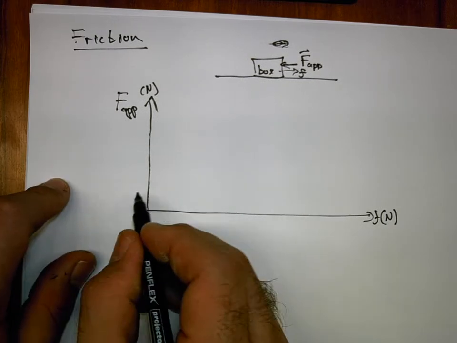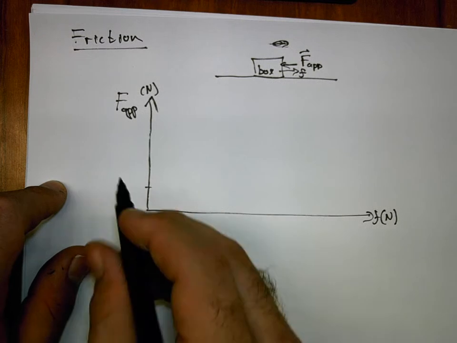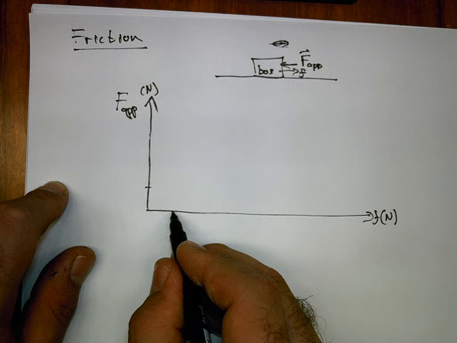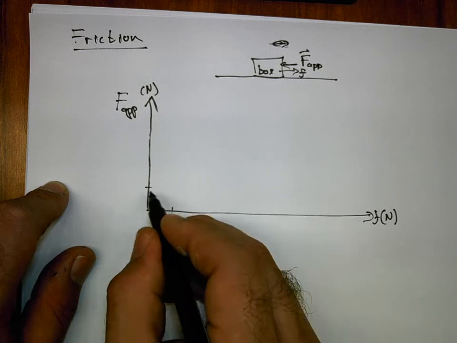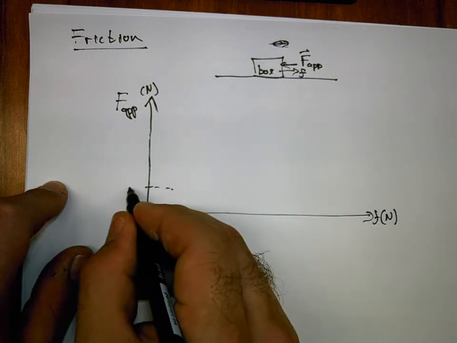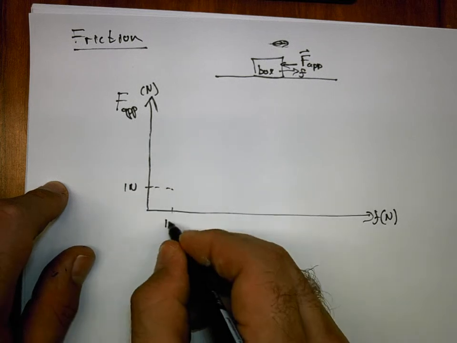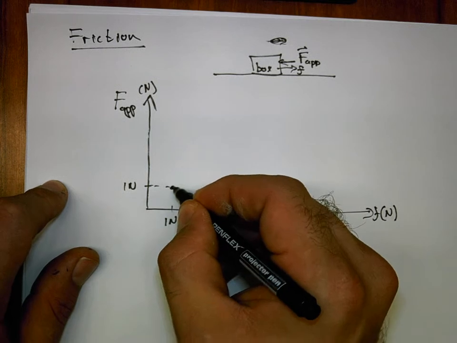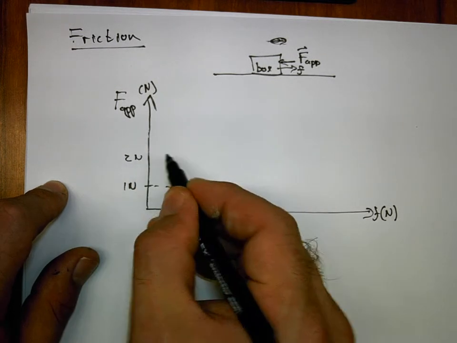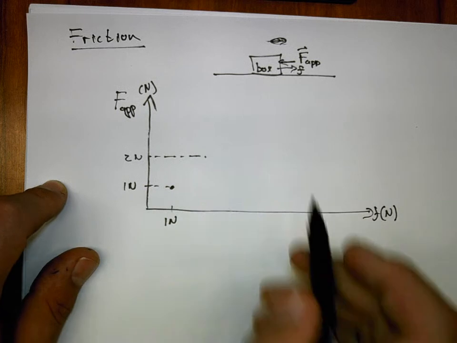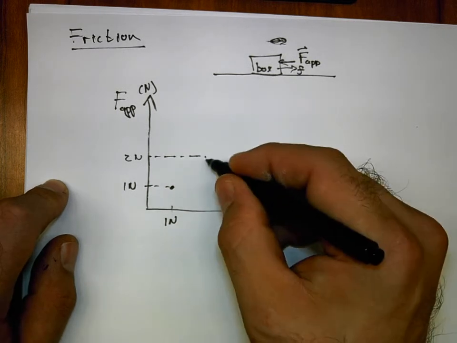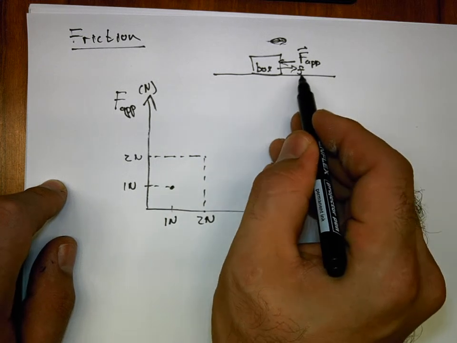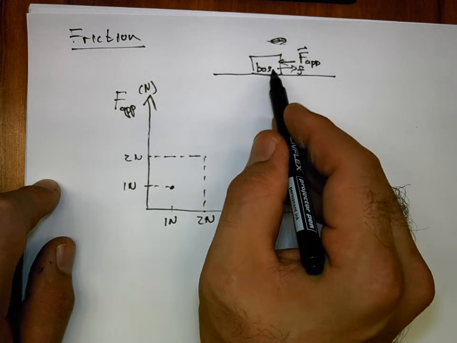So initially, if I apply a small force, I get exactly the same force back, right? So I get no motion. Let's give this numbers. Let's say this was 1 Newton, and I get 1 Newton of friction back. So I get no motion. Now I double the force. So let's say I now apply a force of 2 Newton, and let's say the box still doesn't move. And that means the force of friction opposing it has to be equal to 2 Newton as well, because then the sum of forces on this box will be 0.